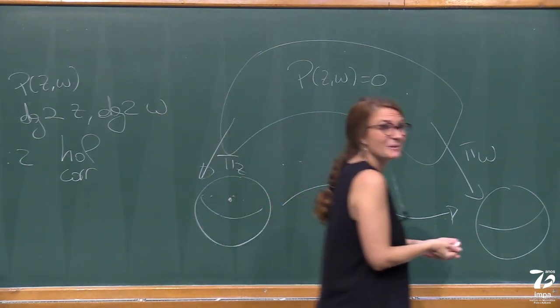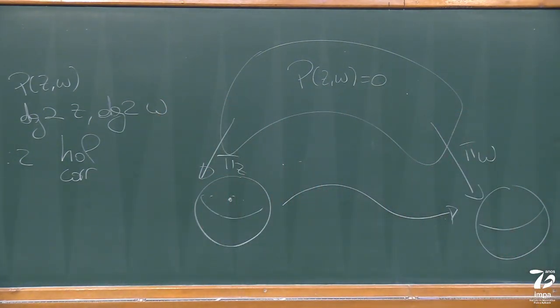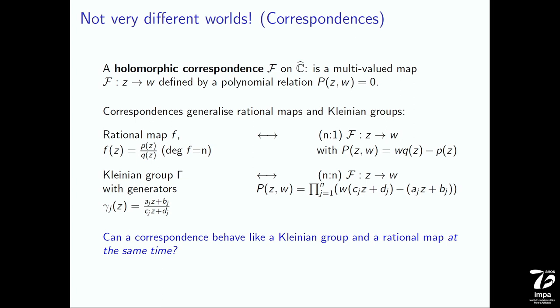So why am I telling you about this? Because, as I was saying before, we can write both a rational map as a correspondence and a Kleinian group as a correspondence. To write a rational map as a correspondence, we just take as the polynomial the one that kills our rational map. So if my rational map is P of zeta over Q of zeta equals w, my polynomial is going to be w Q of zeta minus P of zeta. And if we have a Kleinian group with generators, we just take as the polynomial the one that kills each generator of the modular group.